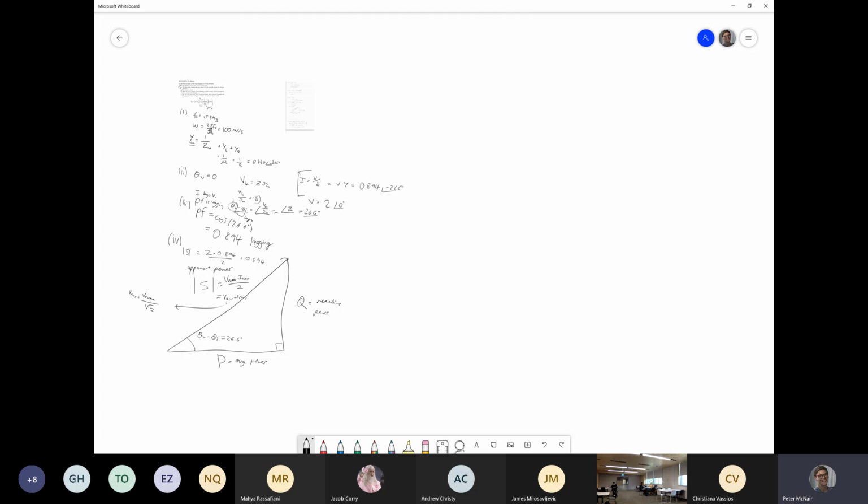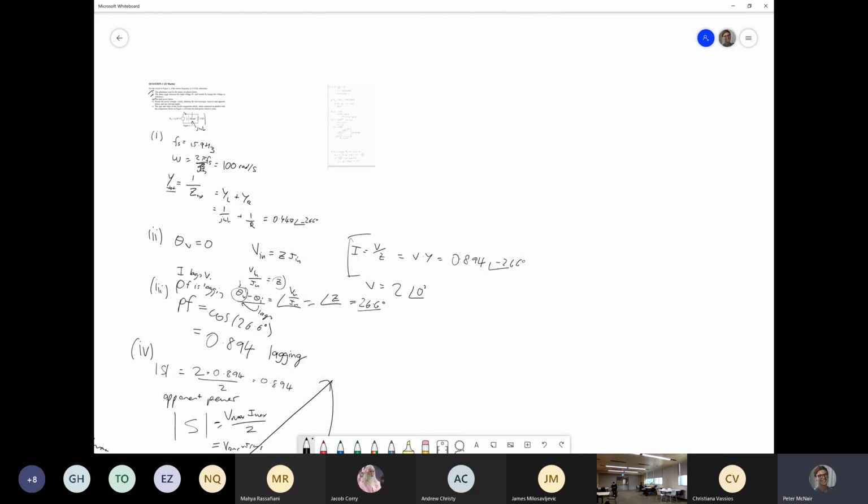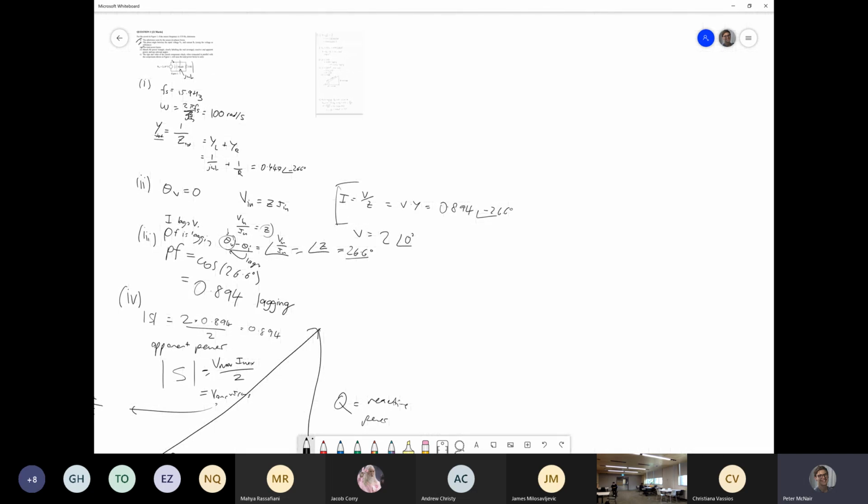Yeah, so it says to clearly label the real, reactive and apparent power and any relevant angles. So we pretty much have to do the whole lot. Is this just a part of the complex power, like S? Yeah, so that's another option.